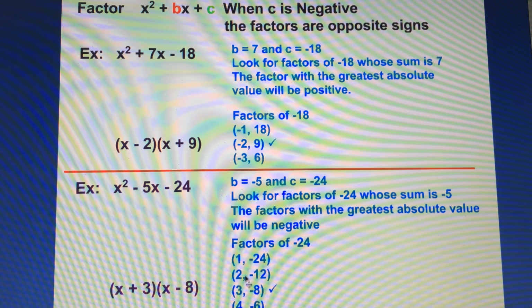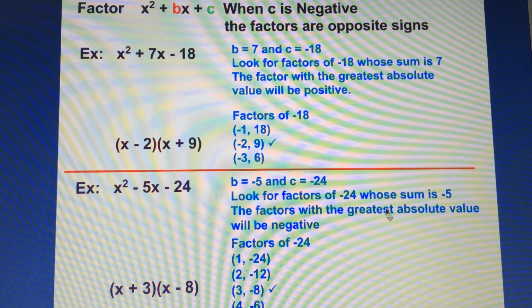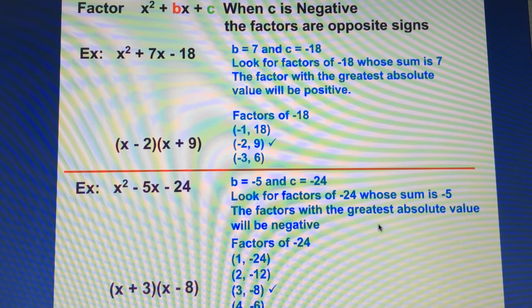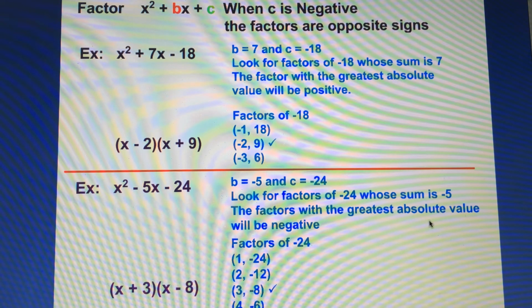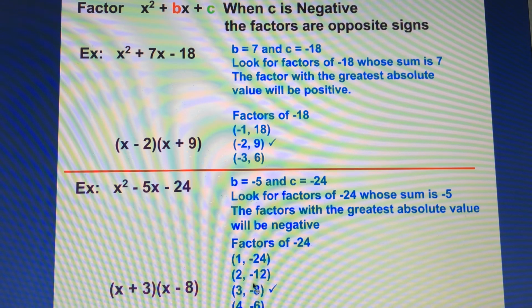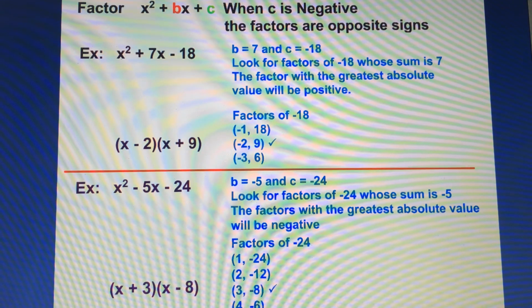Now when I add them together, they need to equal a negative 5. Right here, positive 3, negative 8. Now, of course, being more mathematically correct, instead of me saying the larger digit, what you're looking for is the factor with the greatest absolute value is the one that is either negative or positive. Remember, absolute value is a distance from 0. It is always a positive value. You're just looking for which digit has the largest absolute value, and then you make that one positive or negative.